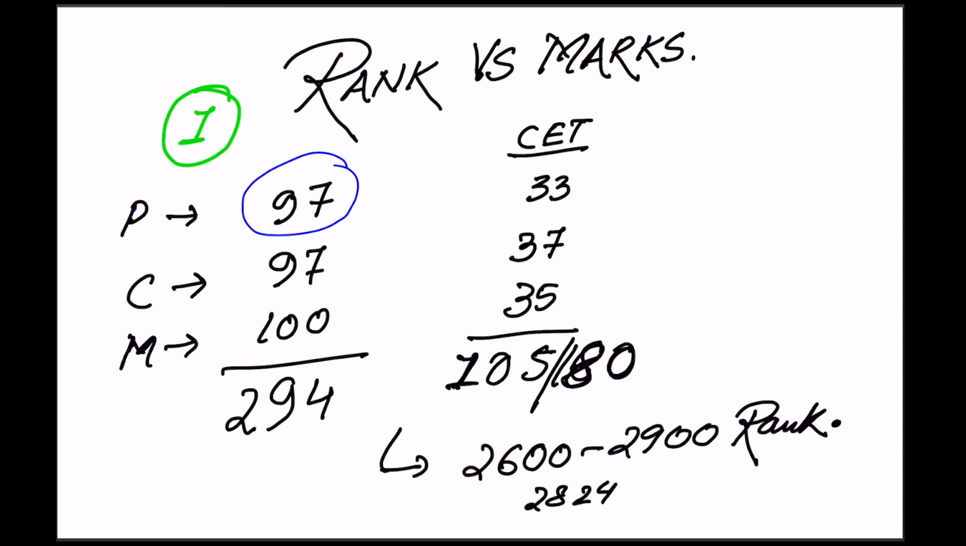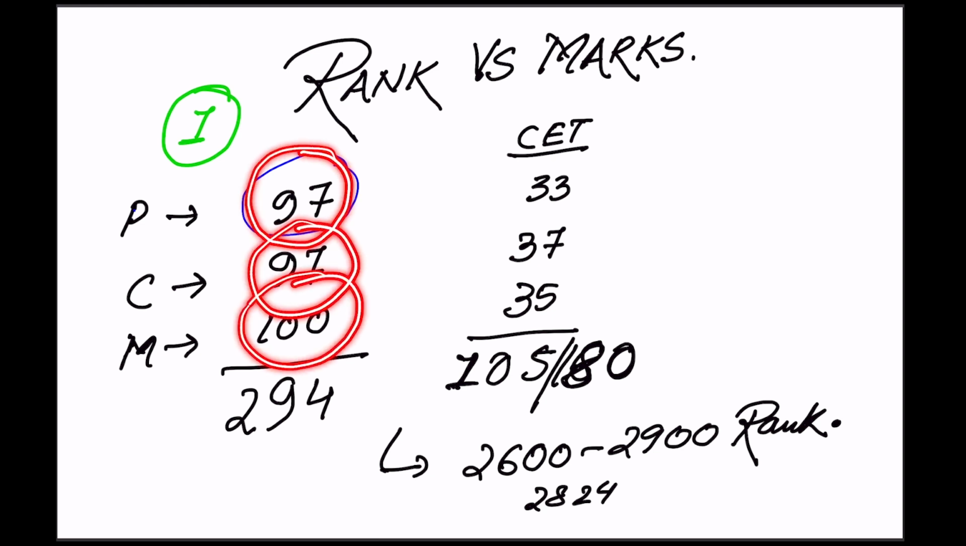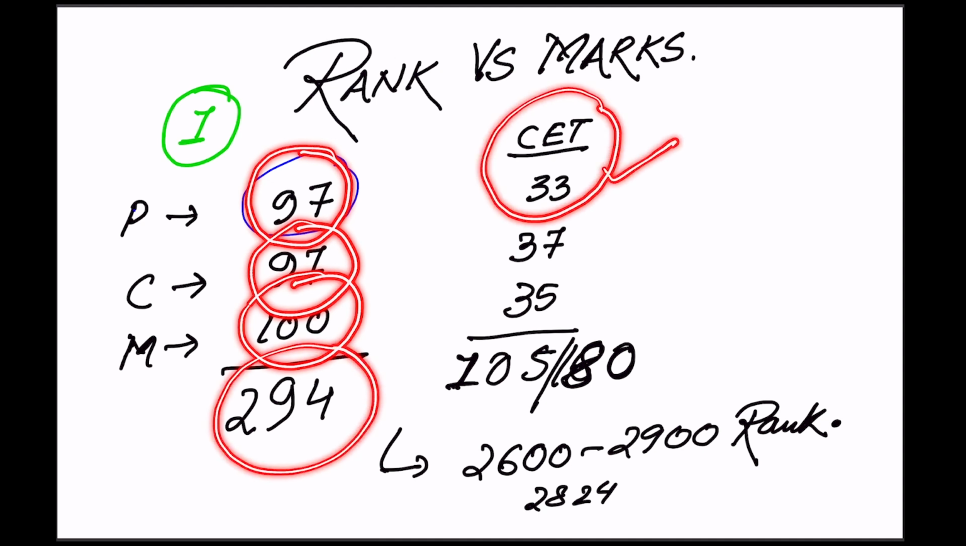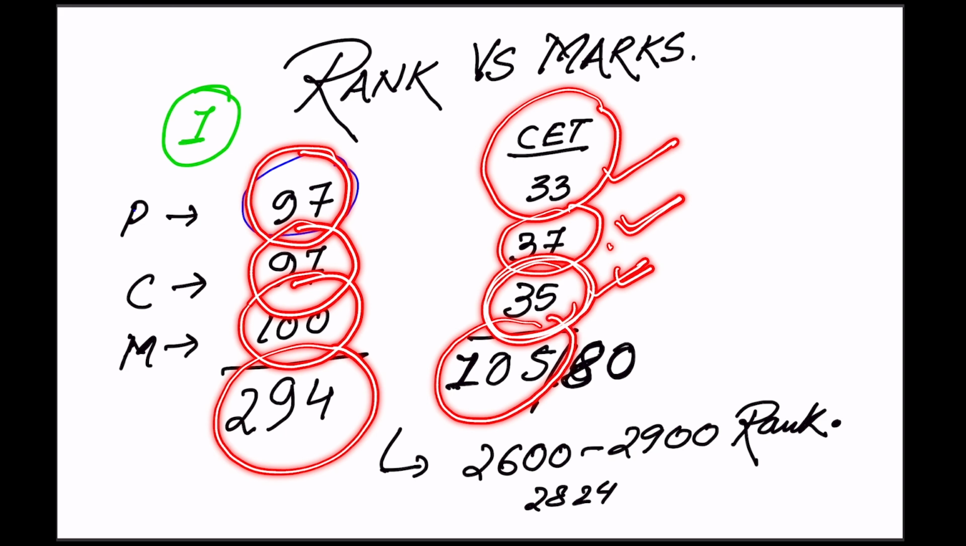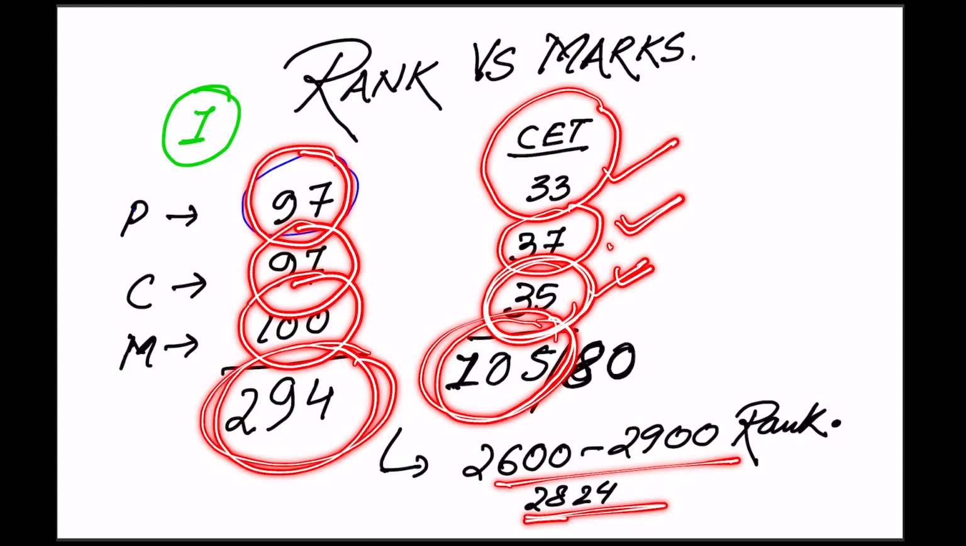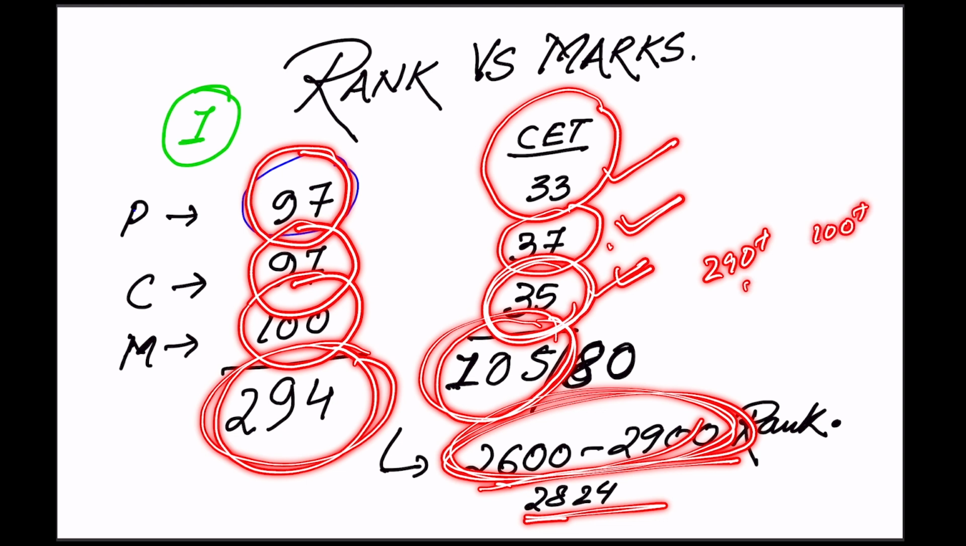Let's say one of my students scored physics 97, chemistry 97 and maths 100. So 294 he scored, and in CET, physics he got 33, chemistry 37, maths 35. So 105 he got here. So 105 here and 294 here, his rank is somewhere around 2600 to 2900. His rank is somewhere around 2824.